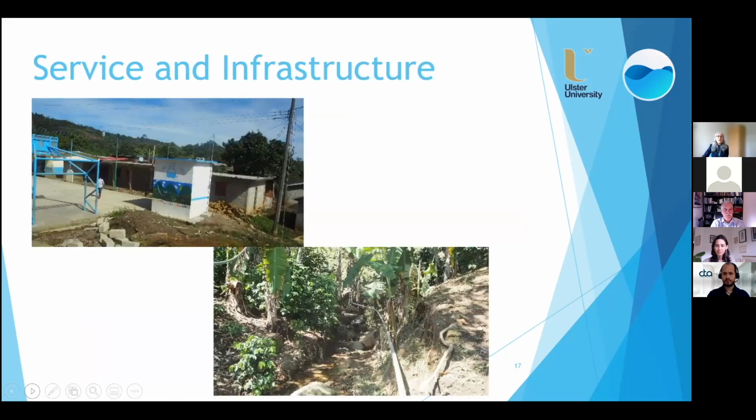As you can see, these are some examples of services and infrastructure. For example, there are water kiosks in these communities that dispense water at accessible prices. And there are pipe systems that in many cases, as you can see, look very precarious.